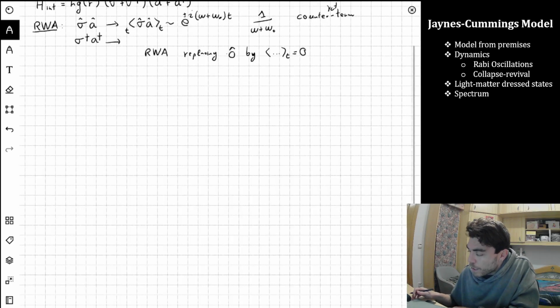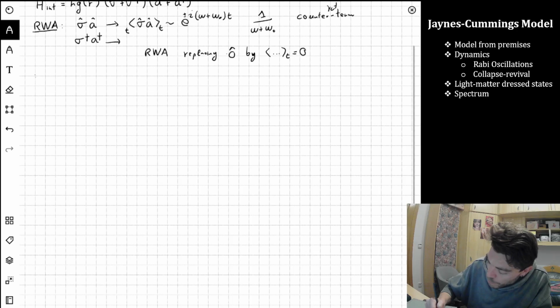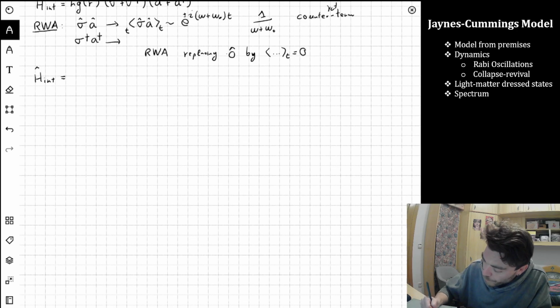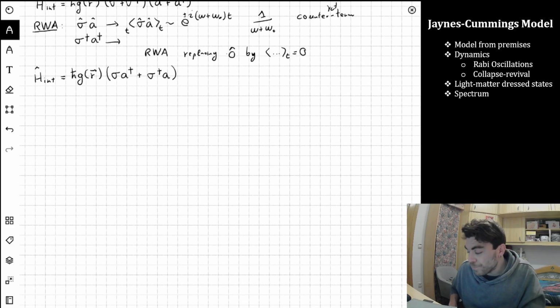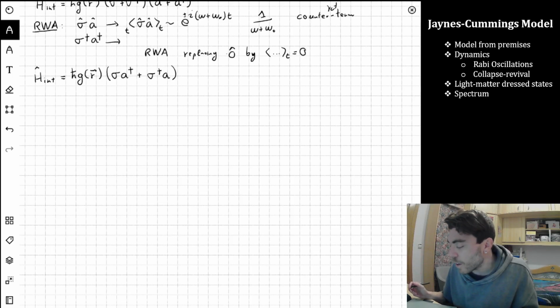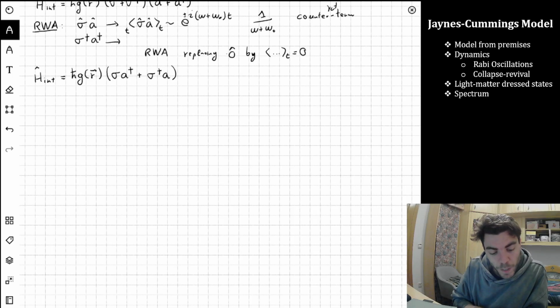So if we apply the rotating wave approximation, and this approximation is very good for the majority of the systems that people treat in the actual lab, then the Hamiltonian of the interaction is ħ g(r) (σa† + σ†a), which are the other two terms that we don't discard because they are the resonant terms, or the co-rotating terms, as they are called.